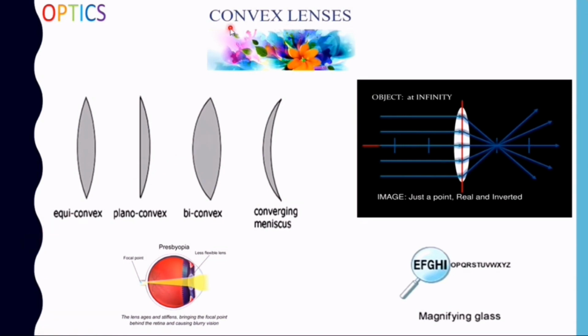So convex lenses. Convex lenses or converging lenses are of four types, that is equiconvex, plano-convex, biconvex and converging meniscus. We will also study basic ray diagram and learn some important terms. Moreover, we will study uses of convex lenses as a magnifier and also in the treatment of various refractive errors of eye.